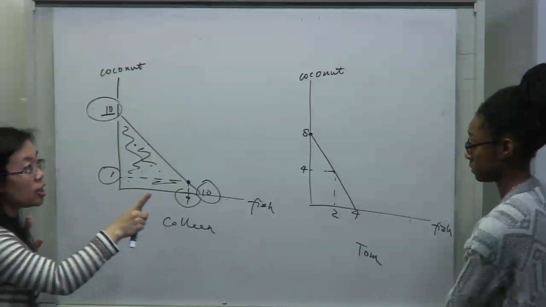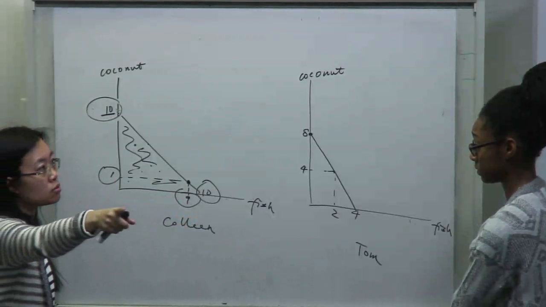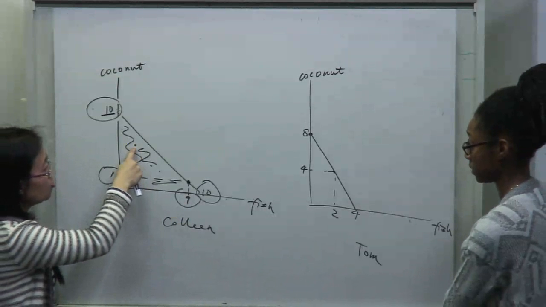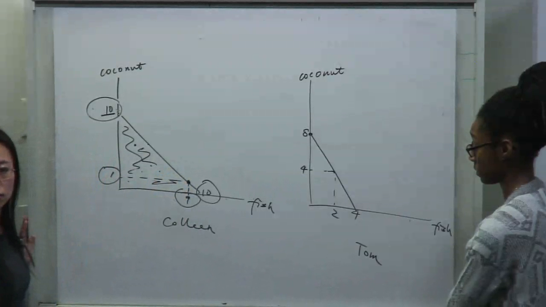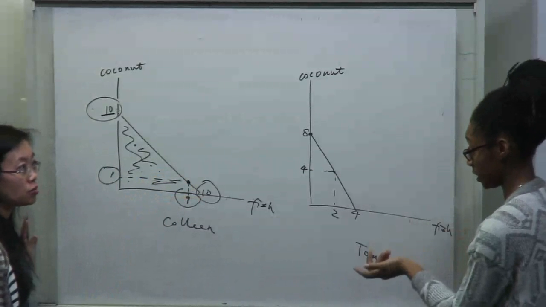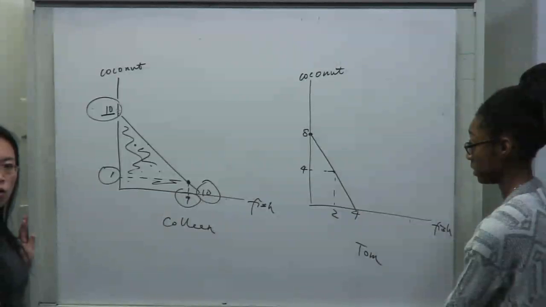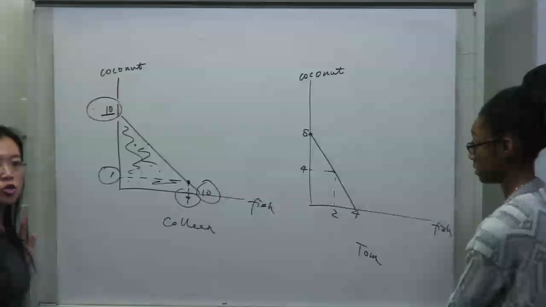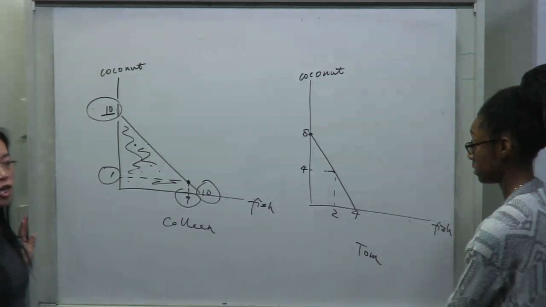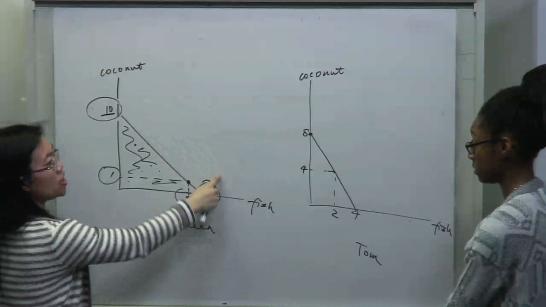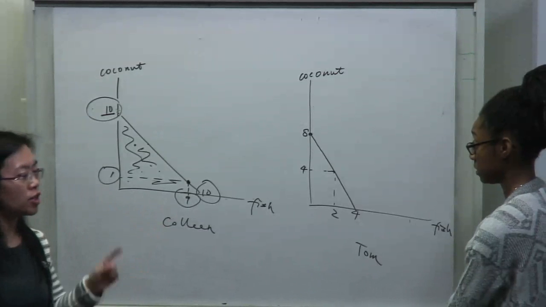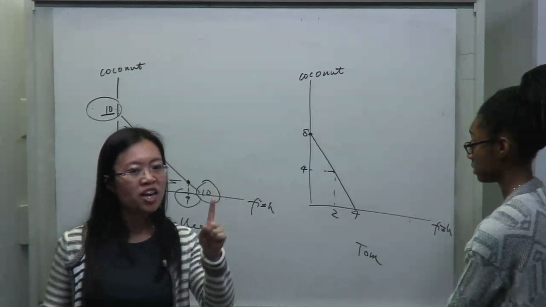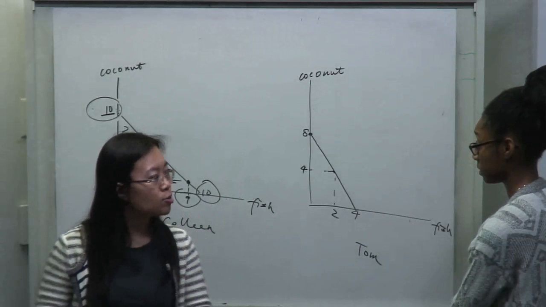So you don't need to trade with Tom to reach a point here, here, or here, because you can do it by yourself. Exactly. So why should you trade? You only want to trade if you can reach a point somewhere here where you cannot do it on your own. Then you will tell yourself it's worth trading, because by trading, I can get to this point.